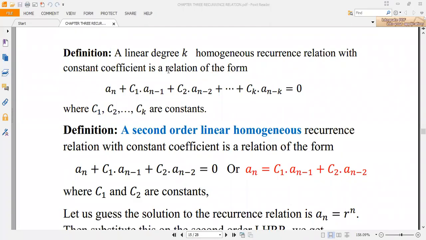Hello everyone, today we will see the solution of a second order linear recurrence relation with constant coefficients.